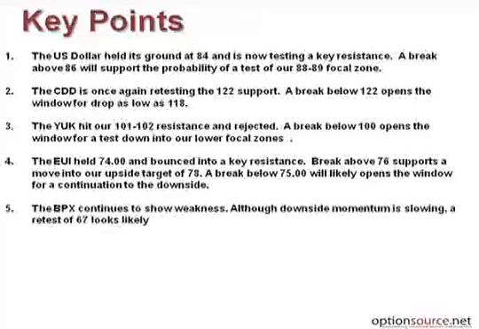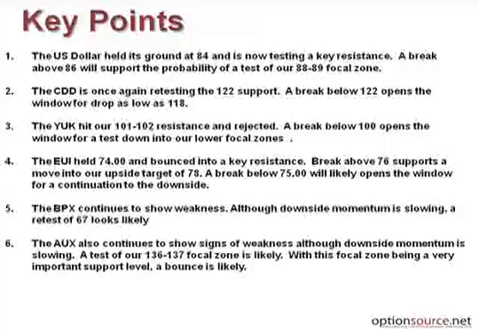The BPX continues to show weakness, although downside momentum is slowing. A retest of 67 looks likely. And finally, the AUX also continues to show signs of weakness, although downside momentum is slowing. A test of our 136, 137 focal zone is likely. With this focal zone being a very important support level, a bounce here is a high probability.